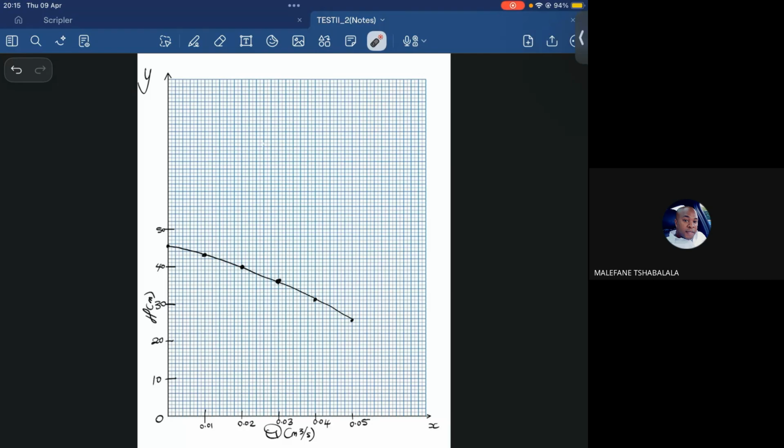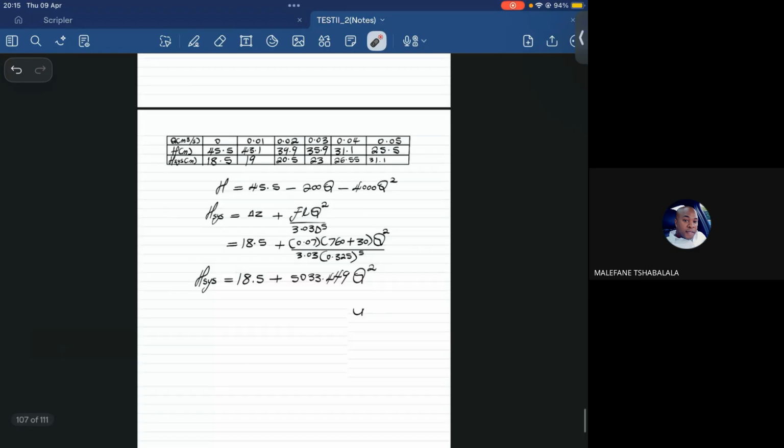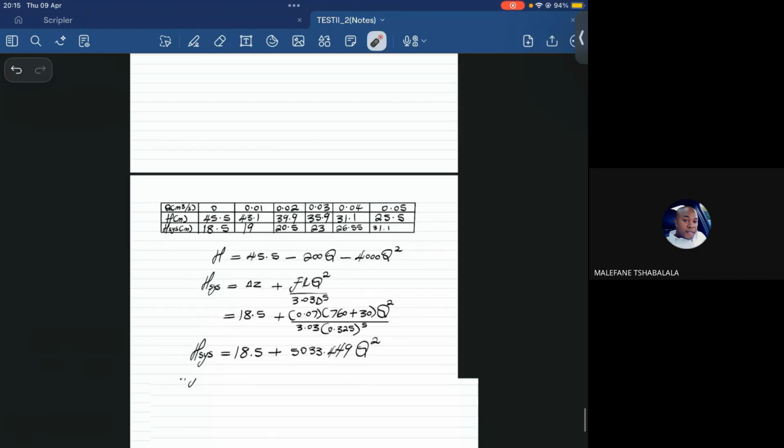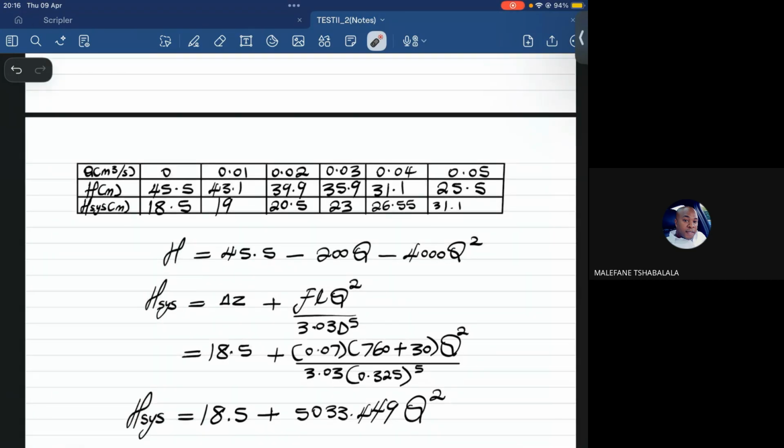Now, let's draw the system curve. Do you guys have questions before we proceed to the system curve? Okay, let's move on. To have the system curve, of course, we'll be using the volumetric flow rate readings as well as the system head readings.